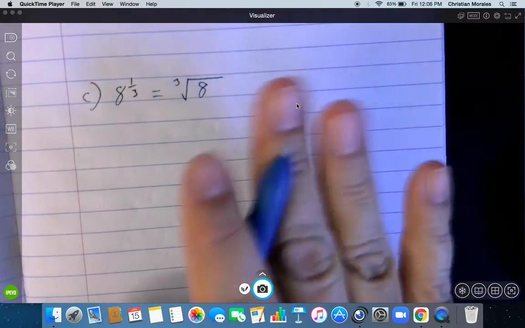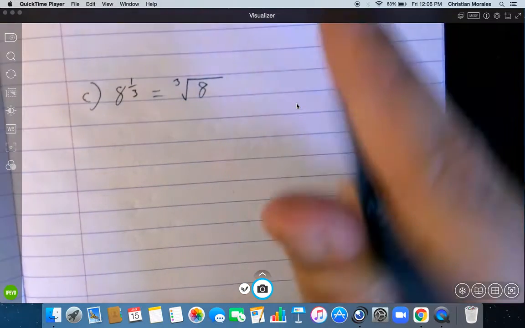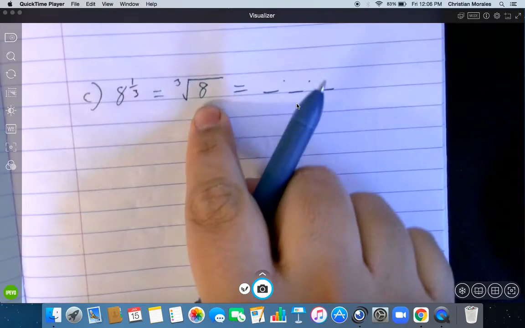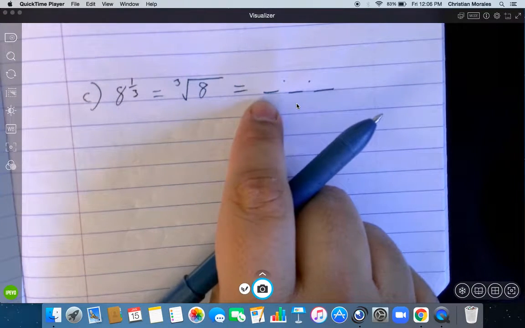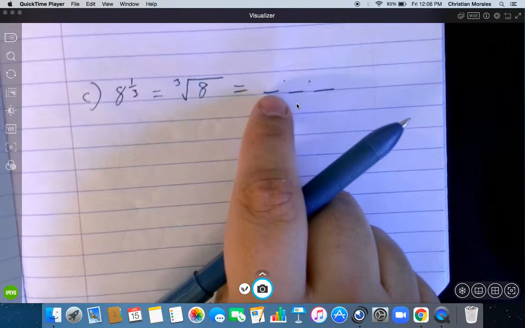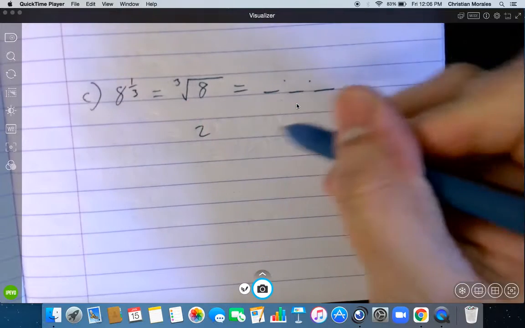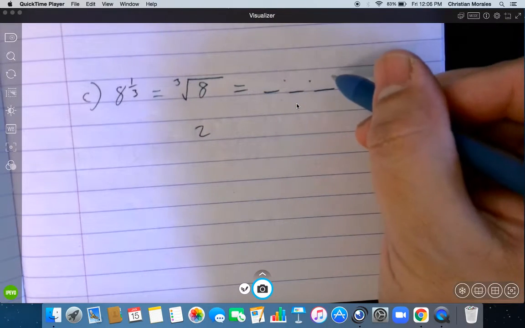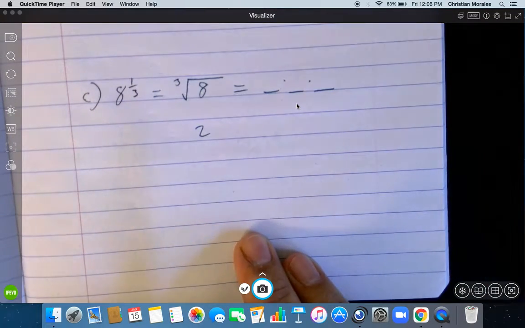Now, normally this would be fine, except a cube root is actually asking you what number multiplied 3 times would give you 8. So what number would give you 8? This actually does have an answer. There is a number that if you multiply it 3 times gives you 8. The answer is 2, because 2 times 2 times 2 would give you 8. And that's how a cube root works.